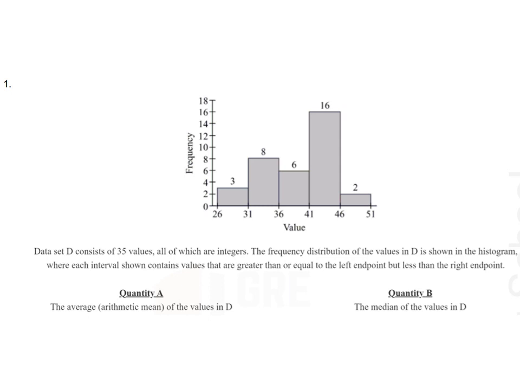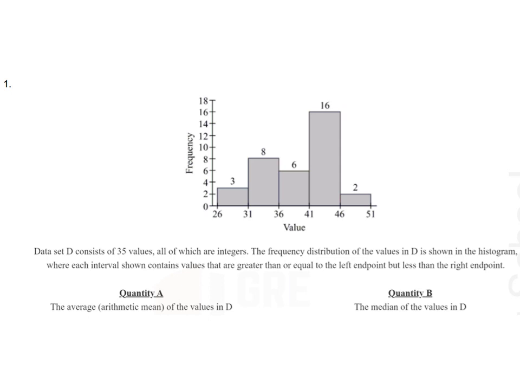Here is a histogram. The dataset D consists of 35 values, all of which are integers. The frequency distribution of the values in D is shown in the histogram. Here, each interval shown contains values that are greater than or equal to the left-hand point but less than the right-hand point.